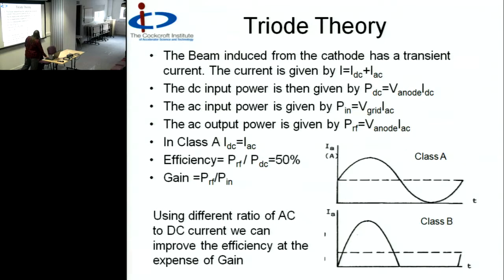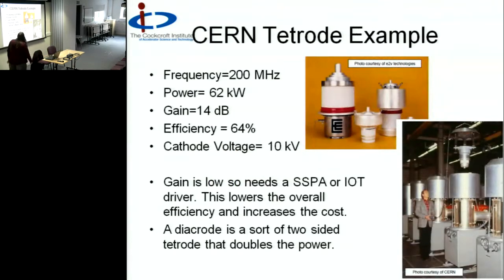So tetrodes, triodes are not too bad. 50% efficiency, but the gain typically is limited by the gap to about a factor of 100, maybe 20 dB. Normally about 15 dB is more likely. Here's an example. Here's the CERN tetrode for, I think this might be the PS. Frequency of 200 MHz. Power is 62 kilowatts. Gain's 14 dB, close to what I said.